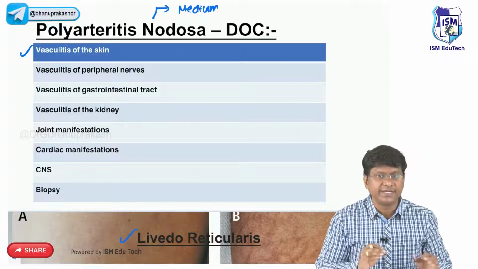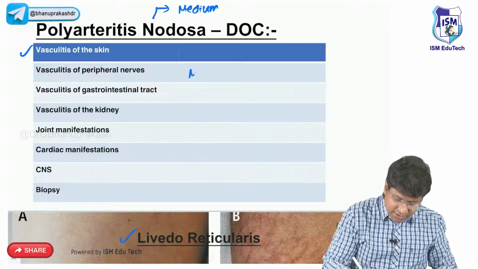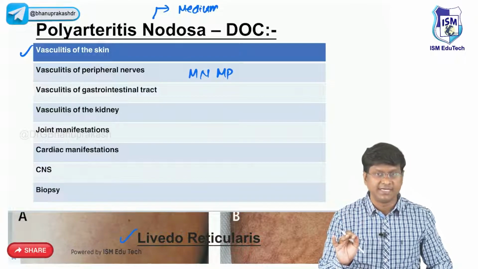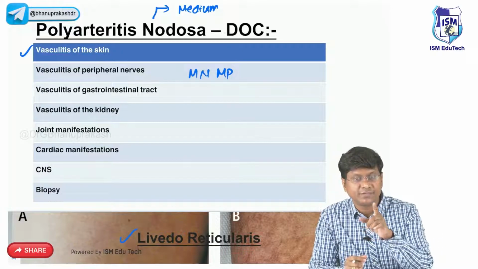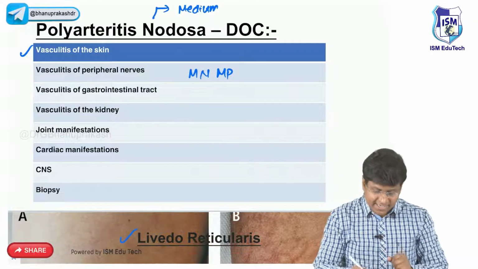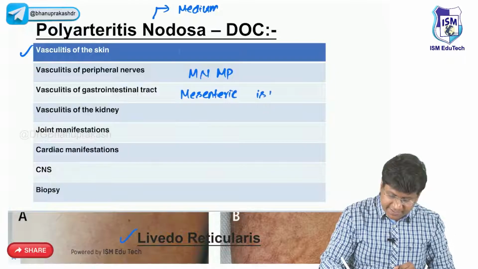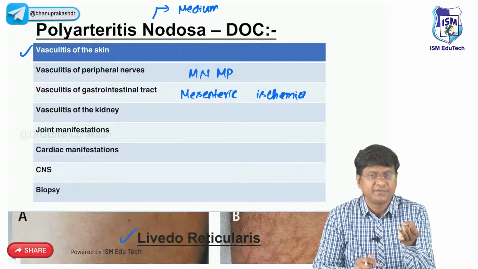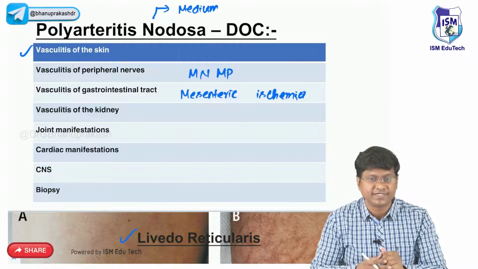Then followed by vasculitis of the peripheral nerve. Because of this, the individual can develop mononeuritis multiplex. Next is vasculitis of the gastrointestinal tract. Due to this, there can be abdominal pain, that is postprandial angina, because of mesenteric ischemia. In the sense, there will be vasculitis of the celiac trunk, superior mesenteric artery, or inferior mesenteric artery. There can even be gastrointestinal bleeding as well.